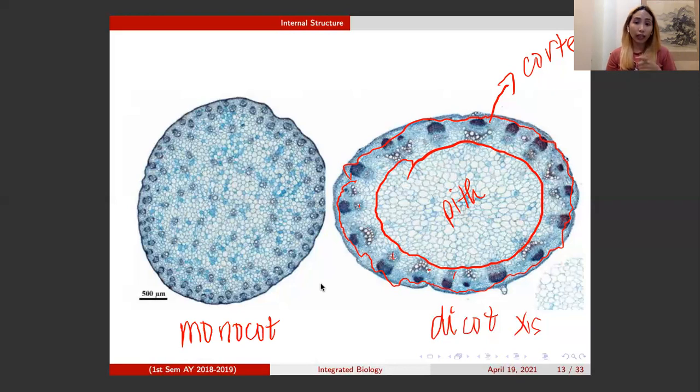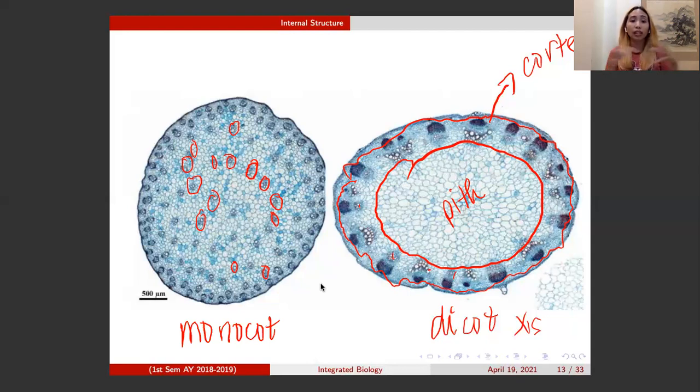Why? Because unlike the dicot, you will notice that the vascular bundle, no, of a monocot is arranged highly randomly all throughout the inside of the stem. Okay, so that there is no one particular vascular cylinder that is formed. And since highly scattered ang vascular bundle ng monocot, there is no pith and there is no cortex pagdating sa monocot.